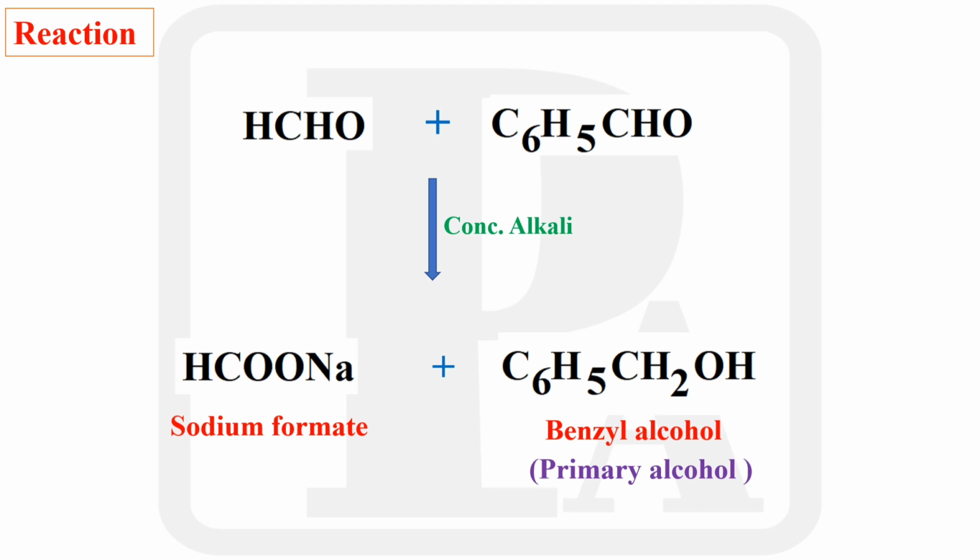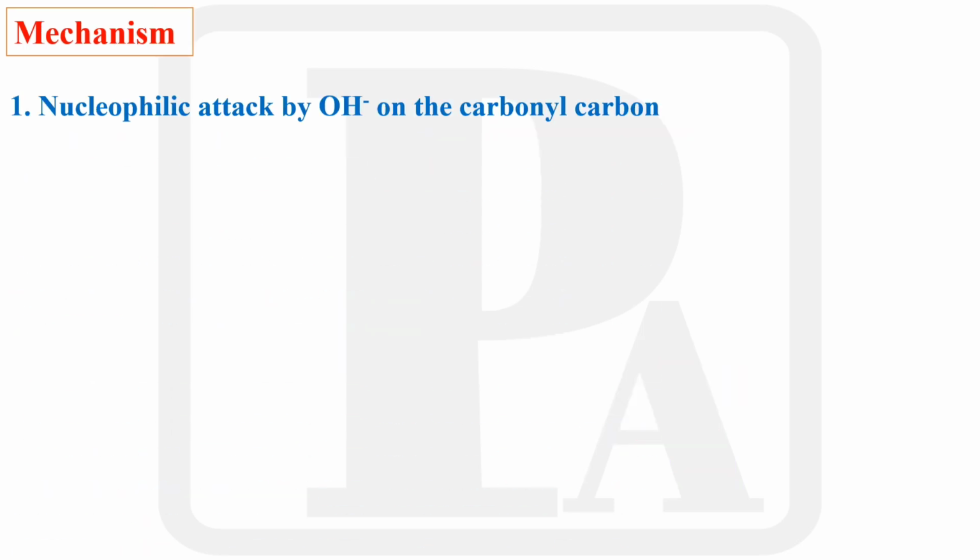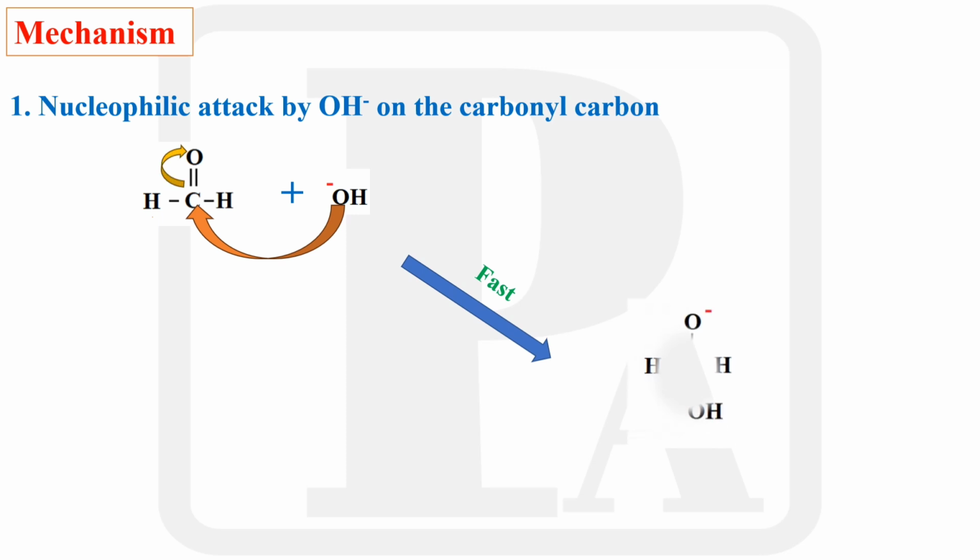Now we are going to see the mechanism for this reaction. The mechanism is similar to that of Cannizzaro reaction. The first step is the nucleophilic attack by the hydroxyl ion on the carbonyl carbon. Here formaldehyde is added with the hydroxyl ion. This reaction is a fast reaction. The hydroxyl ion adds to the carbonyl carbon. Because of that addition, the bond between carbon and oxygen, which is a double bond, is broken and converted to a single bond, and oxygen gets a negative charge. So we are getting an alkoxide. This alkoxide is otherwise called a hydroxy alkoxide or a tetrahedral anion.